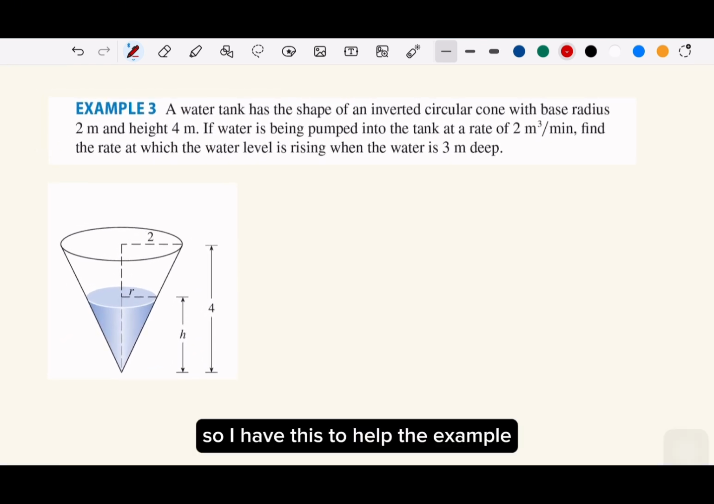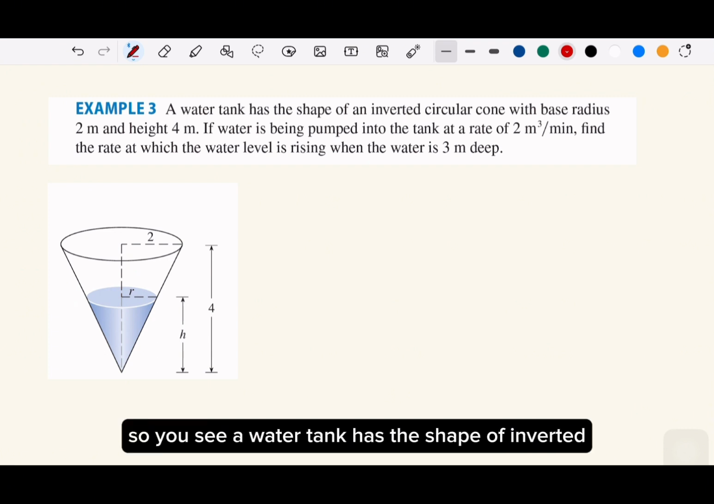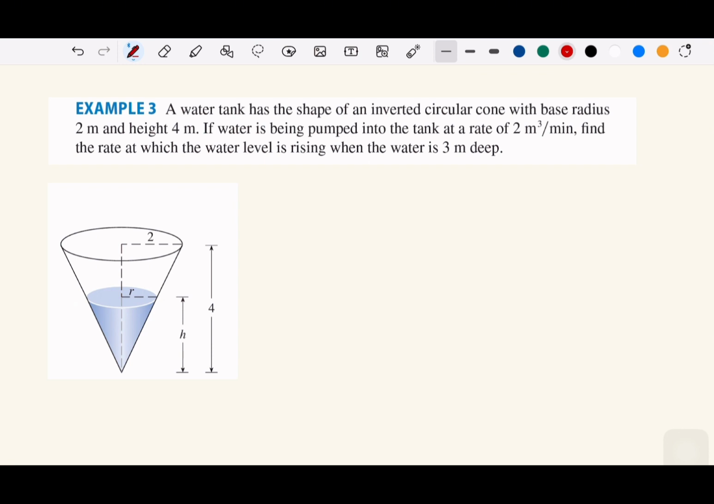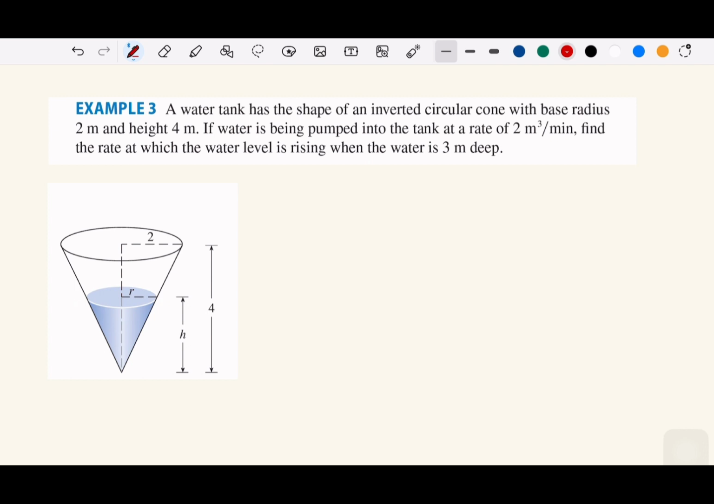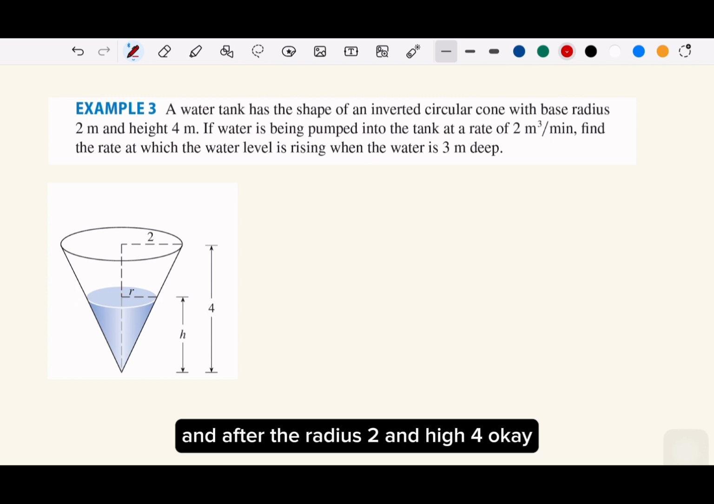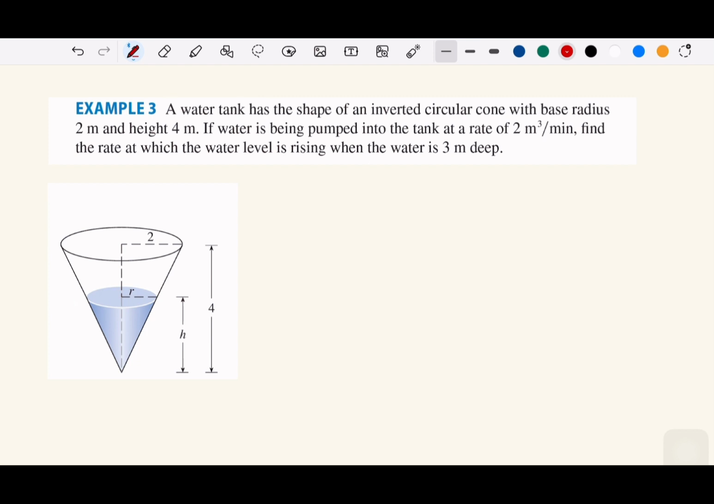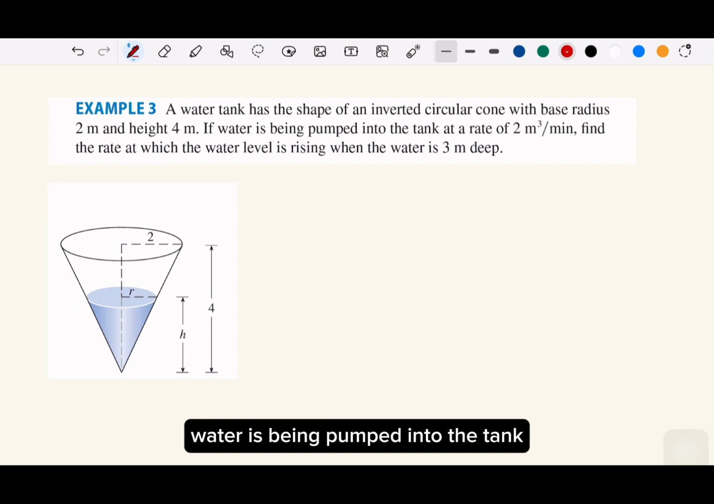Okay. So another example is this. Read the question carefully, and I have this to help the example. So you see a water tank has the shape of an inverted circular cone. So inverted means we reverse the shape. So it's supposed to be the cone, but we are going to invert it. And it has the radius 2 and height 4. Water is being pumped into the tank. So you have the rate.